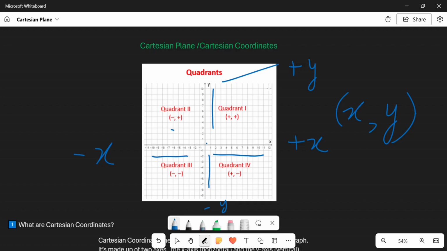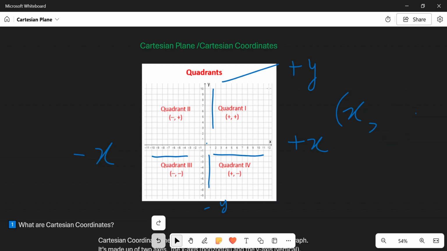Now let's go down to the third quadrant, where both the x and y values are negative. This is negative and this one is also negative. Let's check quadrant 4. In this quadrant, x is positive and y is negative. So these are the four quadrants of the graph, and remember that we always follow the anti-clockwise direction.